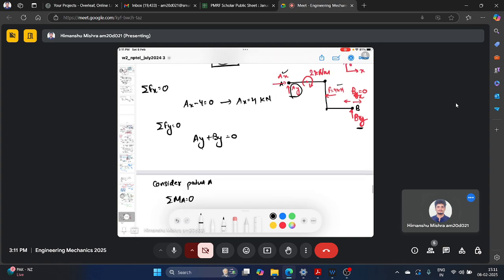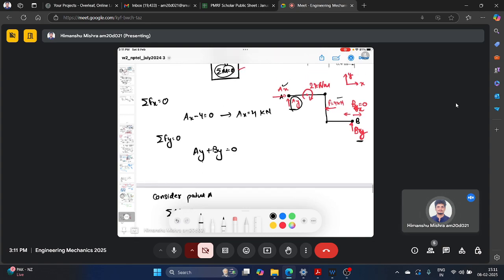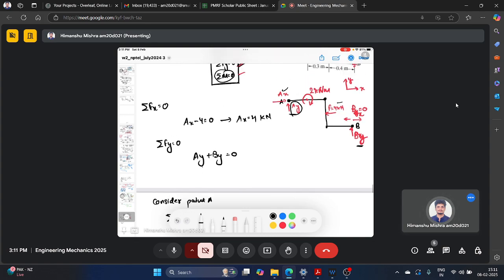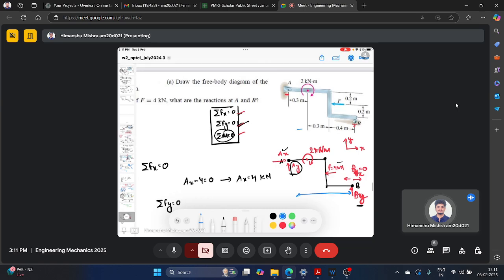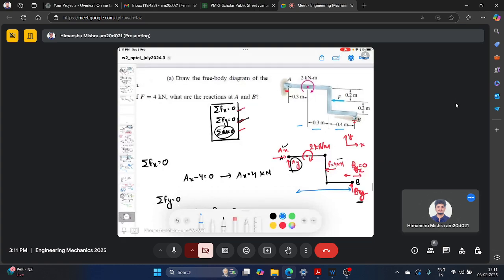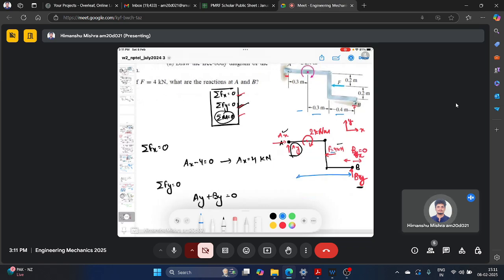So we have to figure out which force is producing the movement about point A. You can see the perpendicular distance for By is this, which is 0.3 plus 0.3 plus 0.4. That means around 1 meter. And for this force, the perpendicular distance from point A is 0.2 meter.